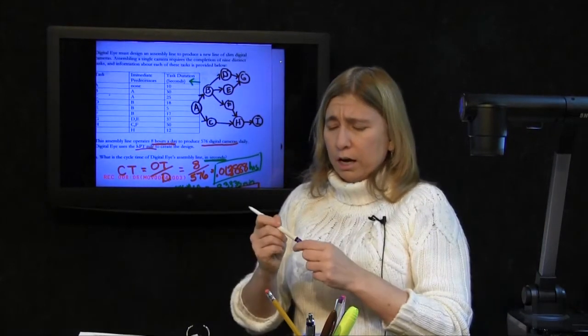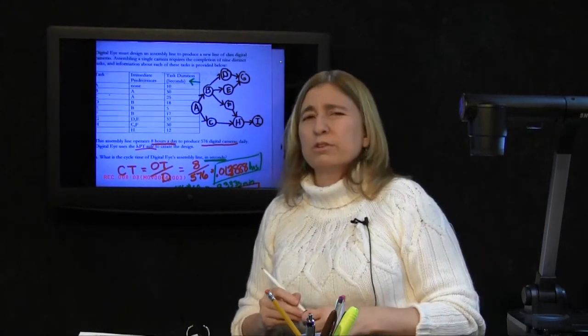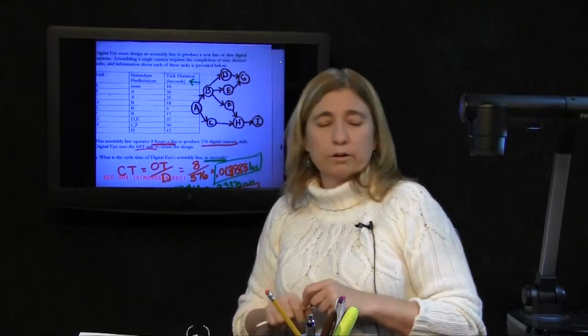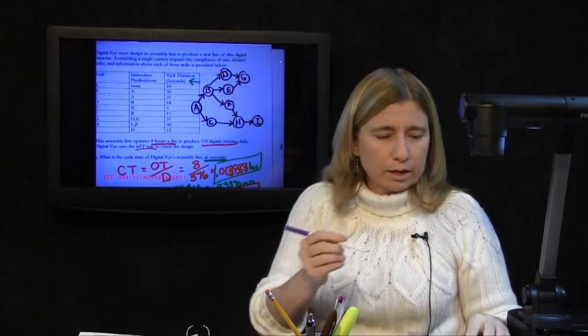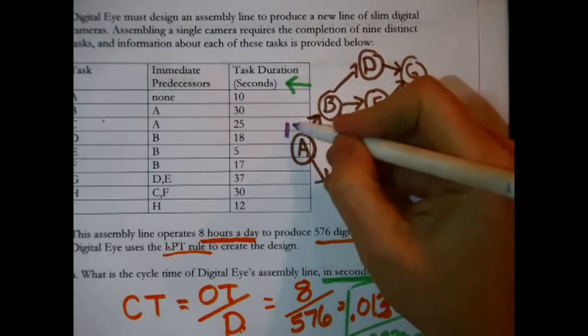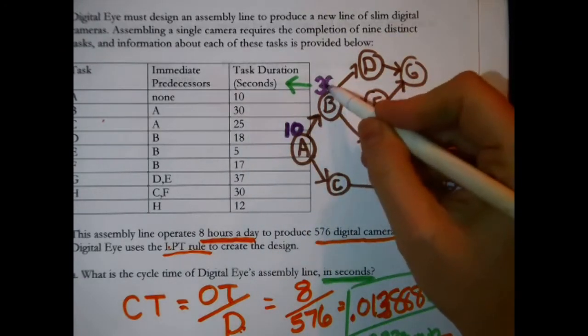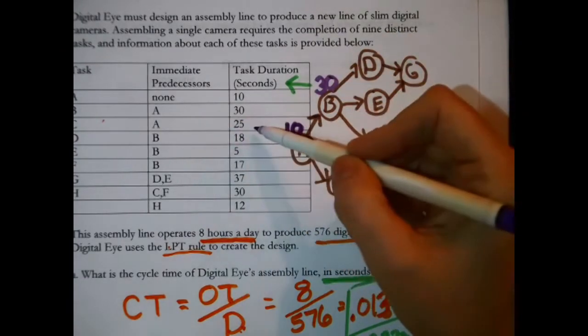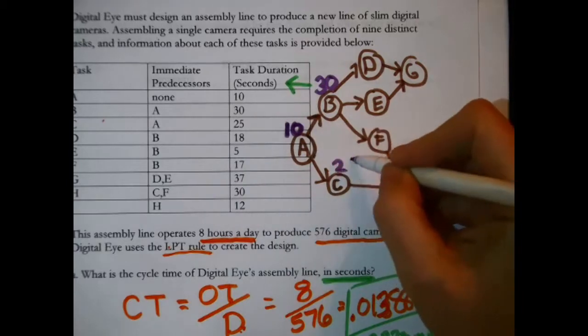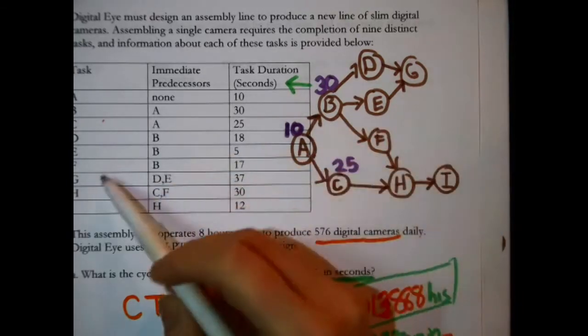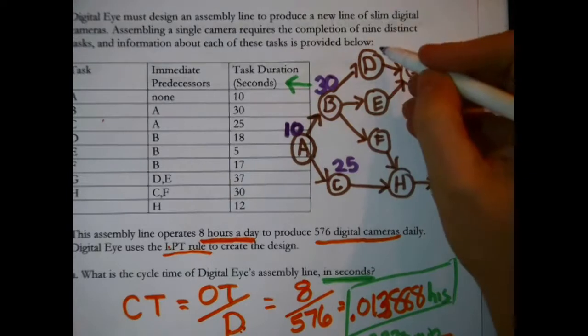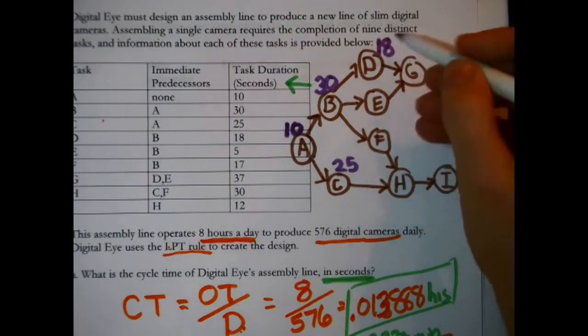One other thing that's very, very handy, I am going to simply copy the duration data onto the precedence diagram. I'm not calculating anything. I'm just looking up, like task A is 10 seconds. I'm going to write that. Next to A, it's 10. Task B is 30 seconds, so I'm just noting that. Task C is 25 seconds, so I'll write that. Task D is 18 seconds. It's over here, and 18.